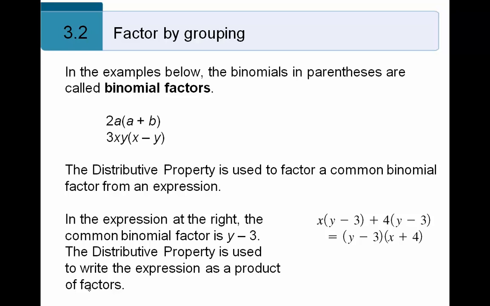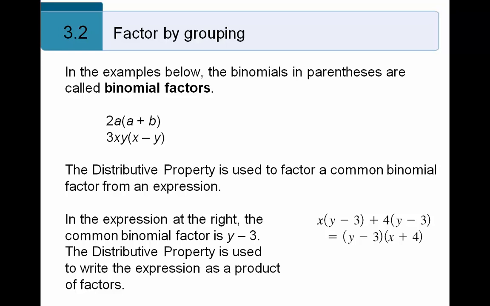In the examples below, the binomials in parentheses are called binomial factors. Notice if you look at the first term, you have 2 times a plus b. So in that term, a plus b is a binomial factor. In the next term, it's made up of the factors 3, the factor x, the factor y, and the factor x minus y. So you notice x minus y is a binomial factor in that term. So the distributive property is used to factor a common binomial factor from an expression.